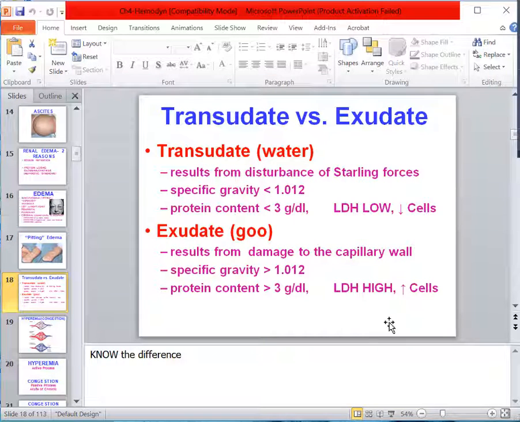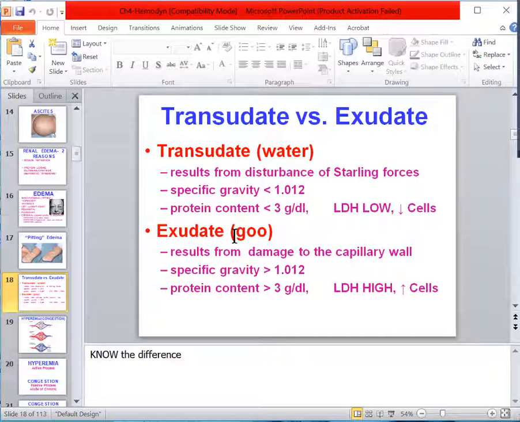And remember, when we talk about edema now, we're talking about basically pure water, okay? It's what we call a transudate. It is not loaded with protein. It is not loaded with cells, unless there has been some damage to the blood vessels as well. So a transudate is basically pure water. It results from disturbance of these so-called Starling forces that we showed you the equation of. So it has a very, very low specific gravity, almost 1.0, which is what water has. And it has a very, very low protein content. And it has basically no or very few cells, okay?